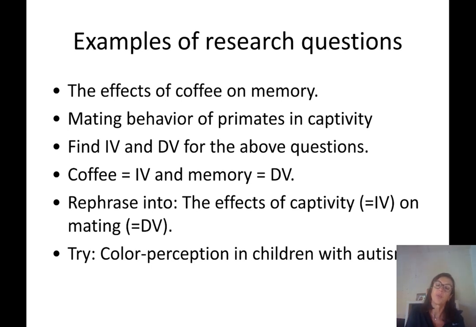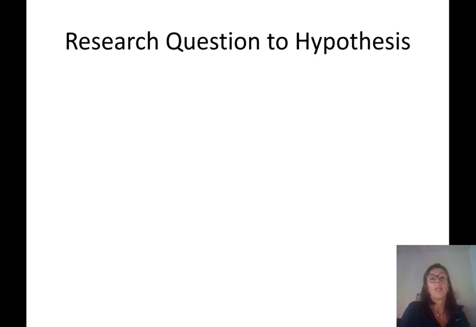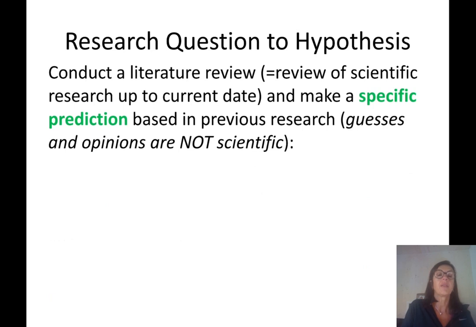So again, autism would be my independent variable. I can manipulate it in the way that I set up a study with a group of children with autism, a group of children without autism, and then I measure color perception. I measure the dependent variable, color perception, and I will compare the results from the group of children with autism and without autism. So autism is my independent variable, or you can say diagnosis with or without autism. Color perception is what I measure. That's my dependent variable. So now let's talk about research question to hypothesis.